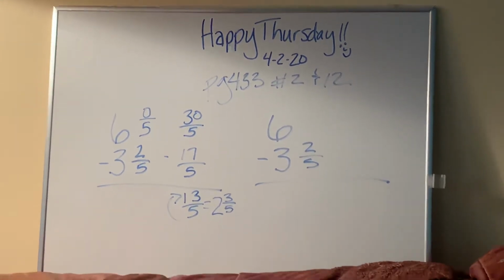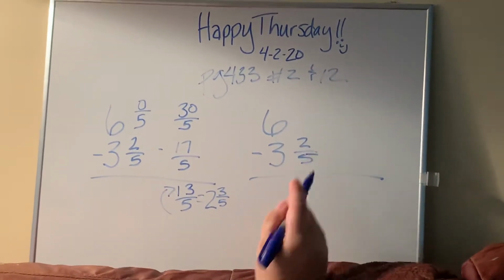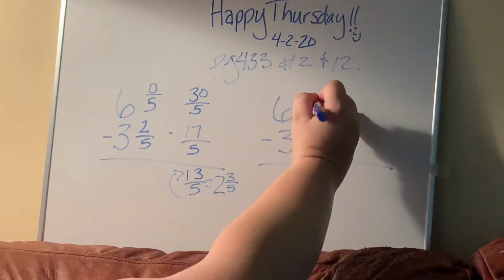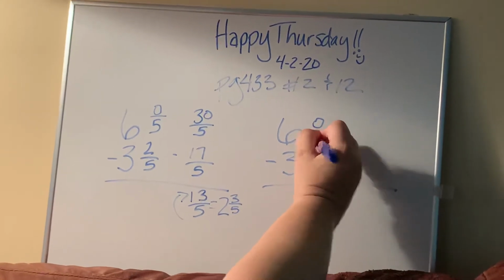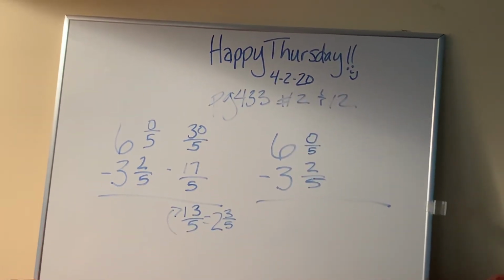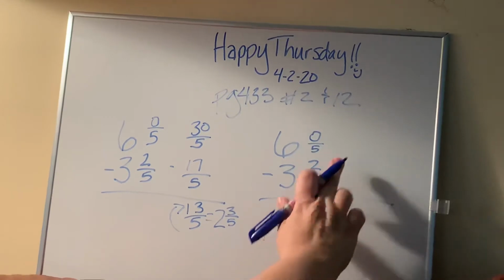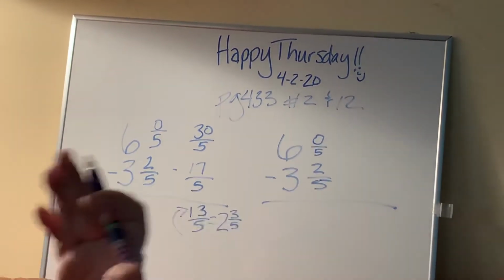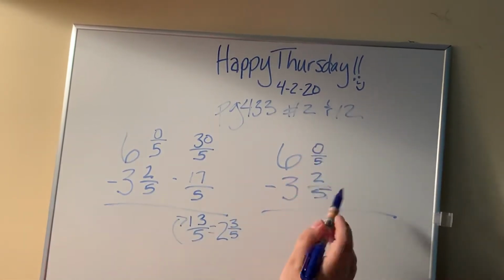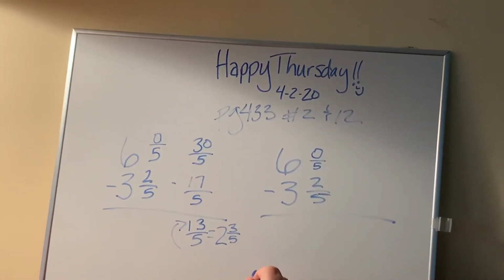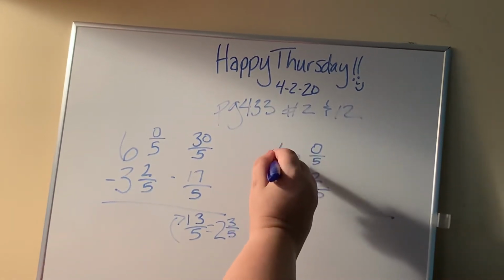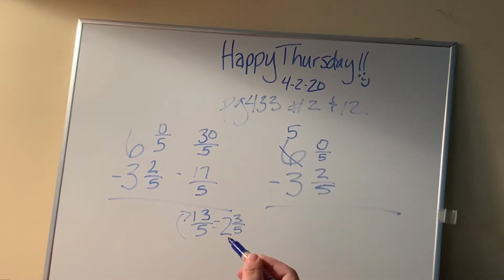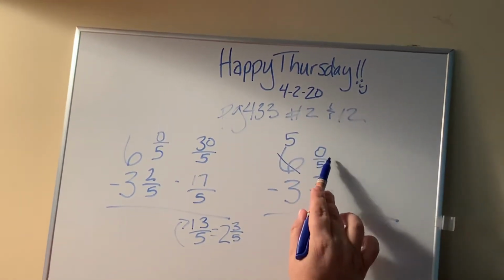All right, now I'm going to show you doing the same problem, but this time I'm going to borrow. Again, you have to put a pretend 0/5 here. So can you take 2 away from nothing? You cannot. It's not possible. You got nothing, you can't give somebody 2 of something. So we're gonna have to borrow and regroup. We're gonna borrow one of these whole pies that is uncut. So now we have 5, and we are going to add the pieces to this.